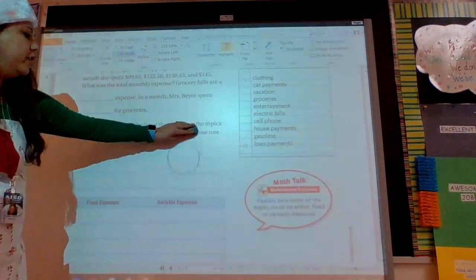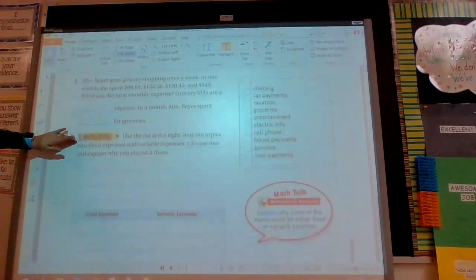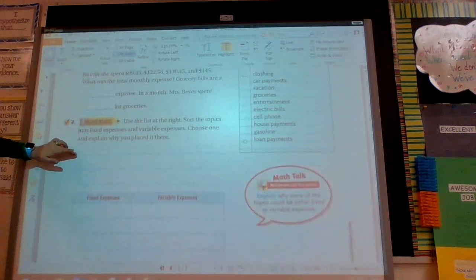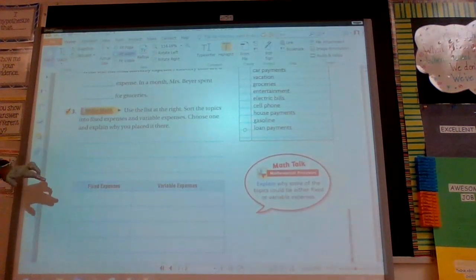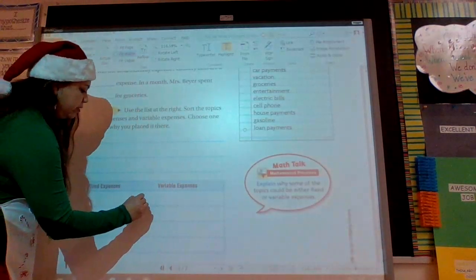But now that we know that clothing is a variable expense, I want to be able to see, I'm going to just hide clothing, but we know that clothing comes right here. So I'm going to put clothing right here.